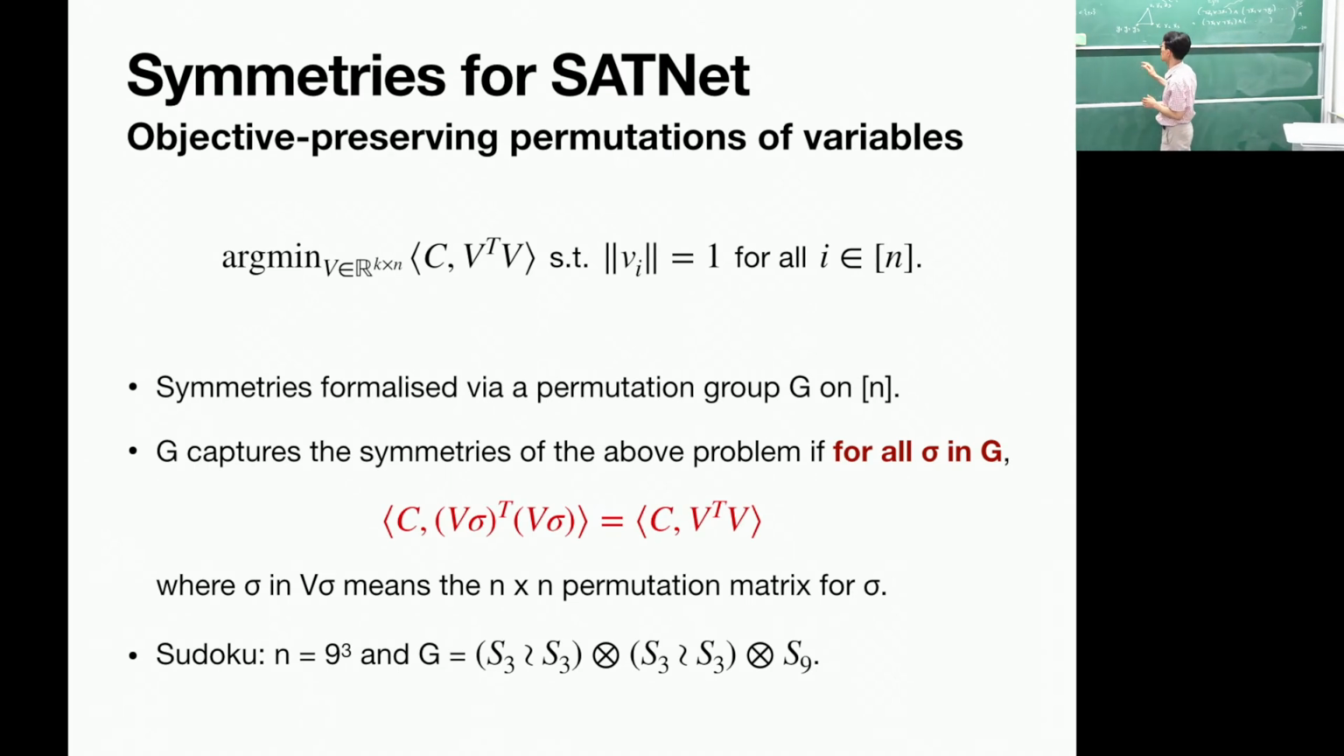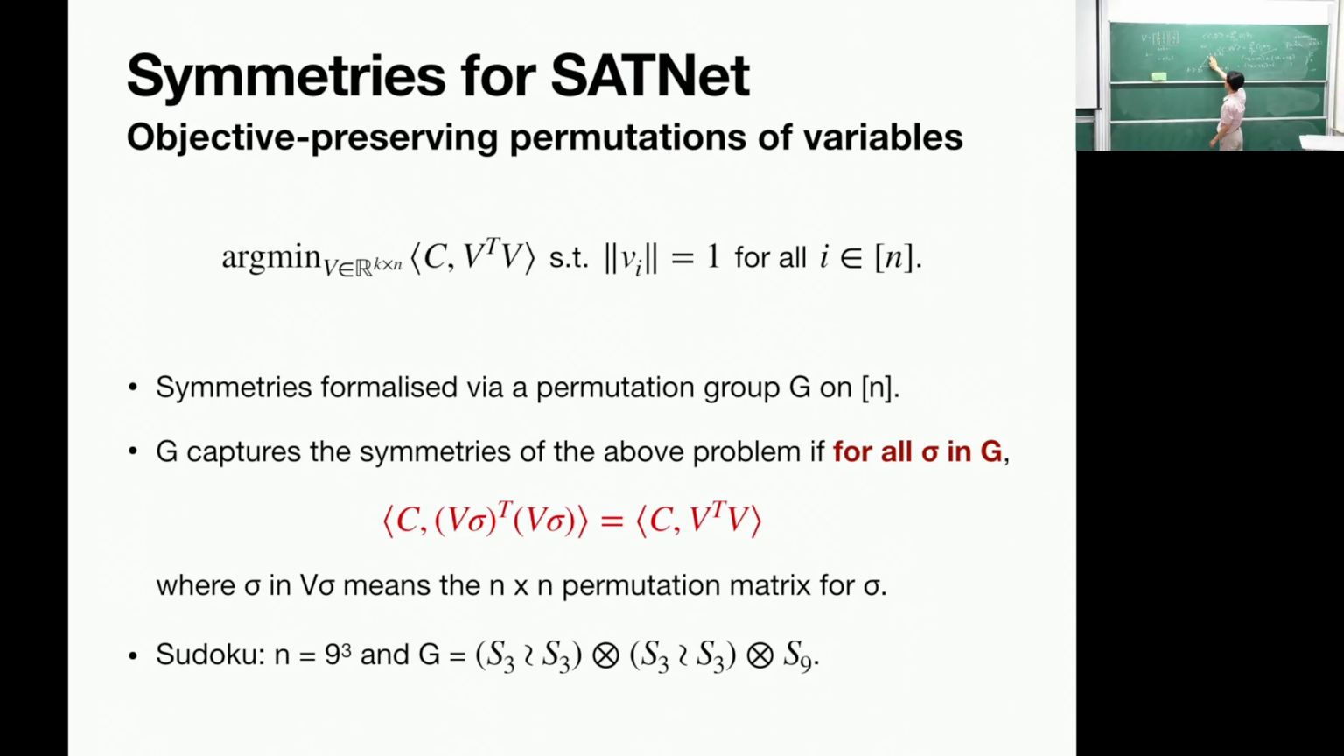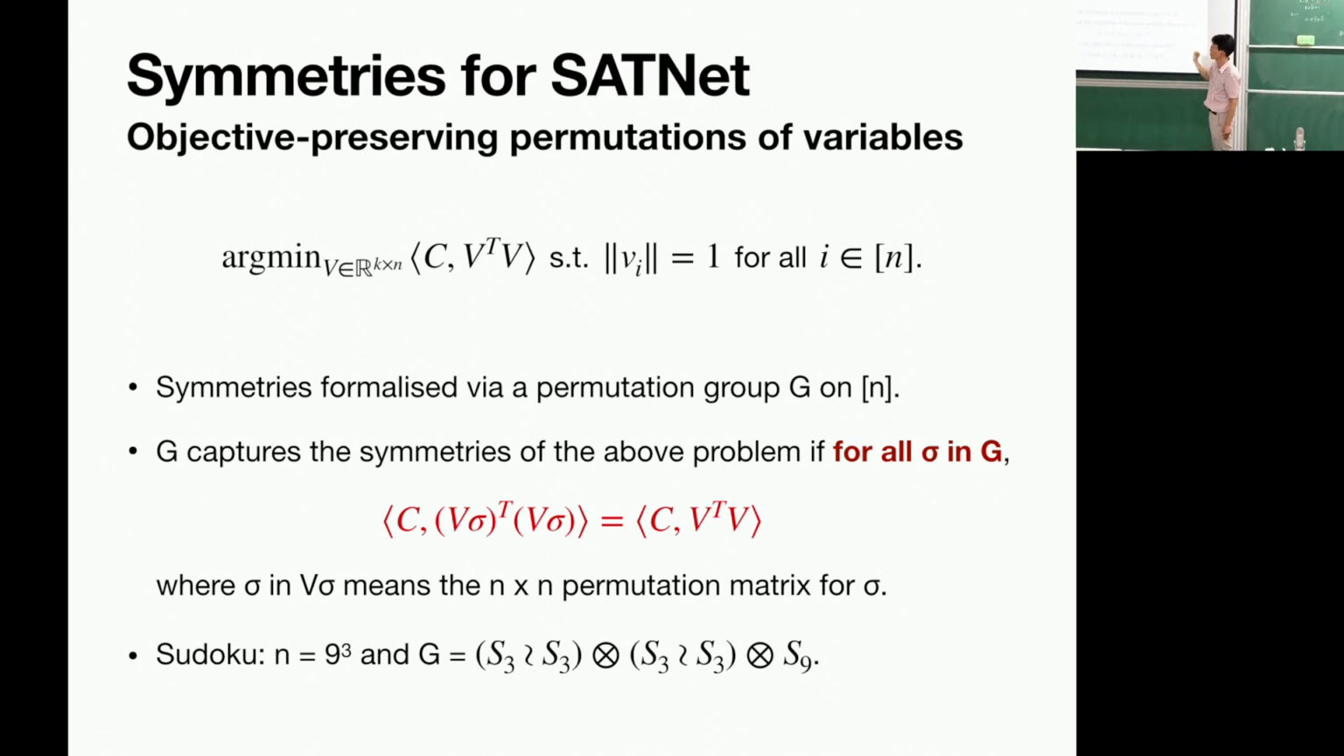So one symmetry may replace x1 by y1, x2 by y2, x3 by y3, and leave z1, z2, z3 unchanged. But if you do so, then a solution of this graph coloring will remain a graph coloring. So we say that the group G is a permutation group on N, and that this group G captures the symmetries of the optimization problem of SATNet if the following condition is true.